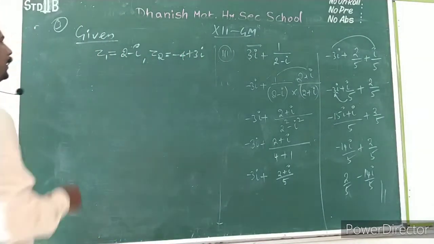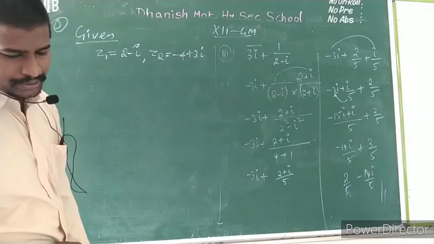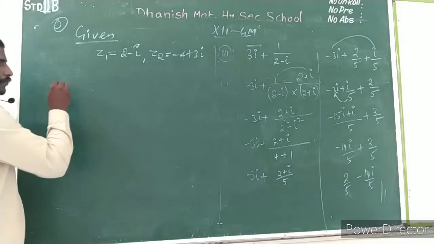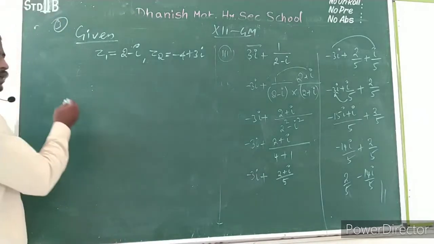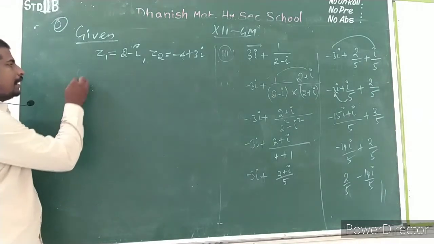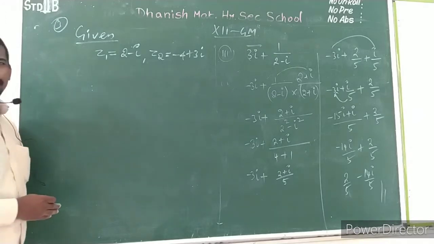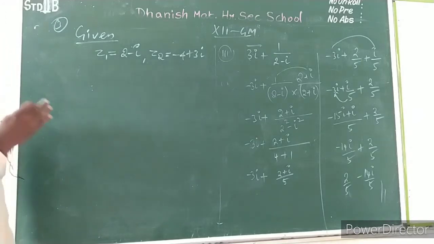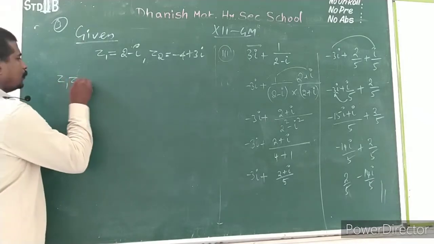Now we are going to find the inverse of z1 z2 and z1 divided by z2. For that we should know what is z1 z2 as well as z1 divided by z2. Then only we can find the inverse for the given term. First I am going to find z1 z2.